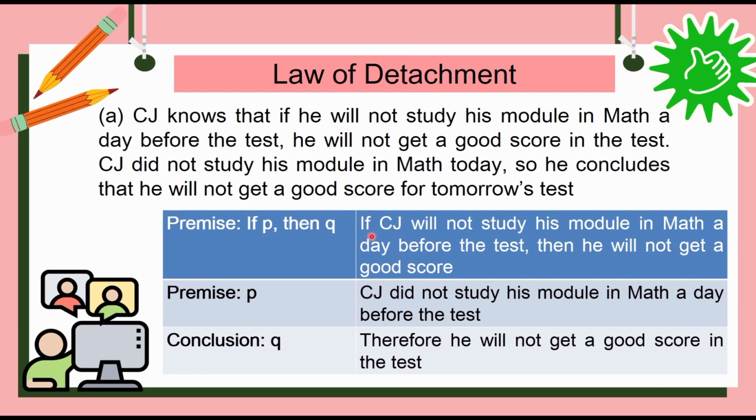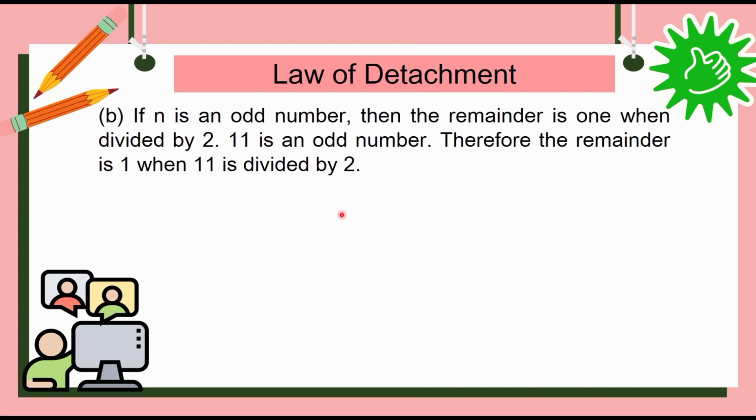Kapag hindi siya nag-aral ng module, therefore, hindi siya makakakuha ng magandang score sa kanyang test. While our hypothesis, P, and our conclusion, Q, are both true. Therefore, the arguments are valid. Okay. So, kapag tama yung ating hypothesis at tama rin yung ating conclusion, therefore, our arguments are valid.